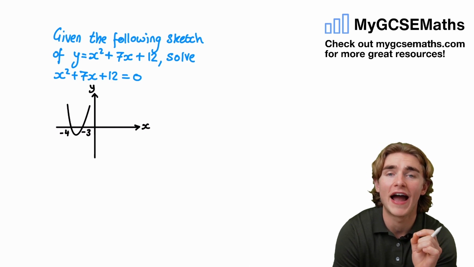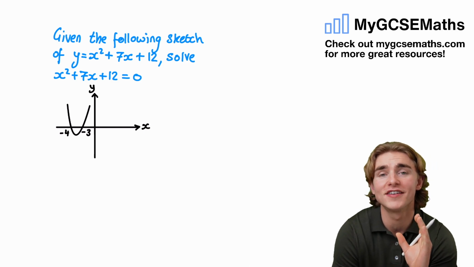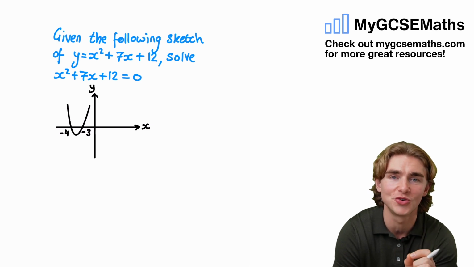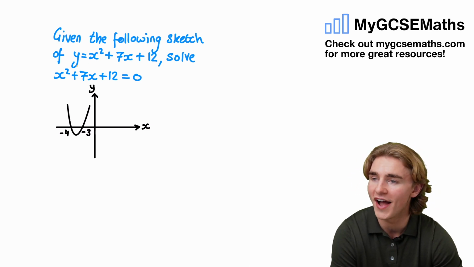When it comes, guys, to answering questions about quadratics which include diagrams in our exam, understanding this key skill is going to be key. Let's have a look. The question says, given the following sketch of y equals x squared plus 7x plus 12, solve x squared plus 7x plus 12 is equal to 0.